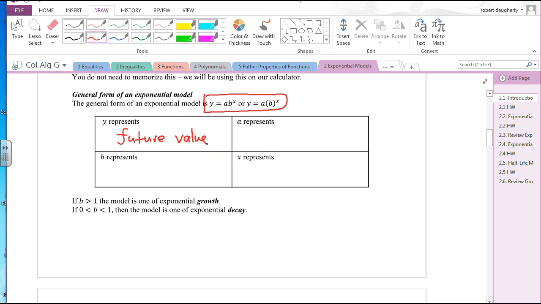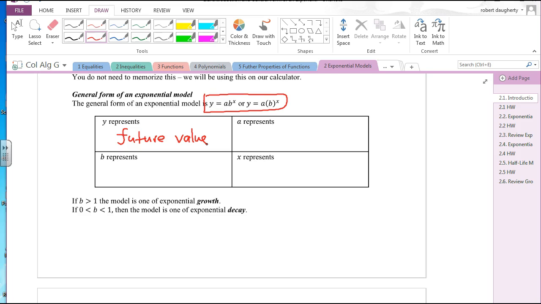So if I'm talking about a population that is growing, what's the future value? Yeah, future population, the number of people 10 years from now. If I'm talking about money you put in a bank account, what's the future value? Hopefully it's the amount of money after you earned interest or the investment made money, okay?